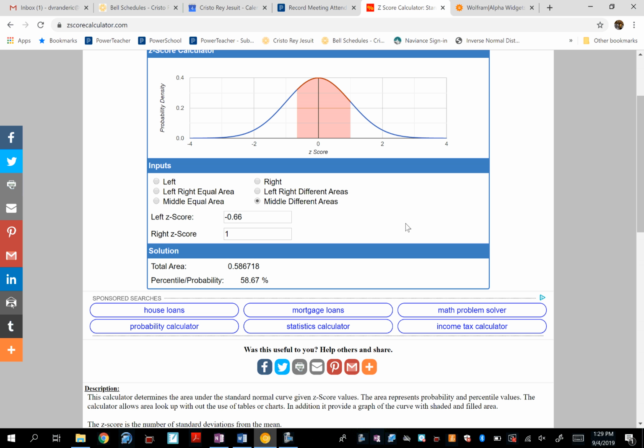It's all good, guys. 58.9. Which one did you use? And what did you use for the right z-score? Does it look like this? Or is it just one of them? No, it looks like that. Okay.